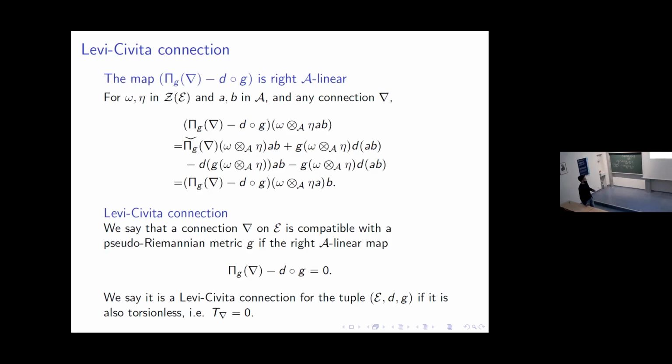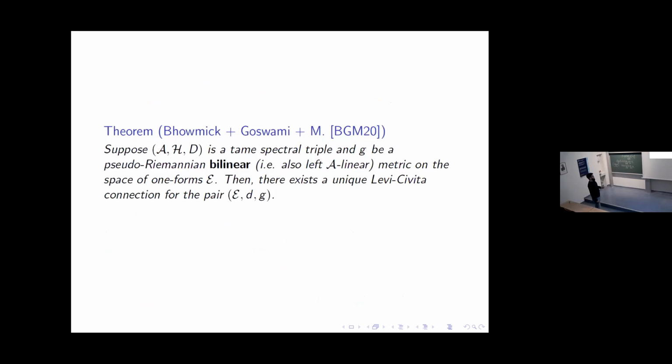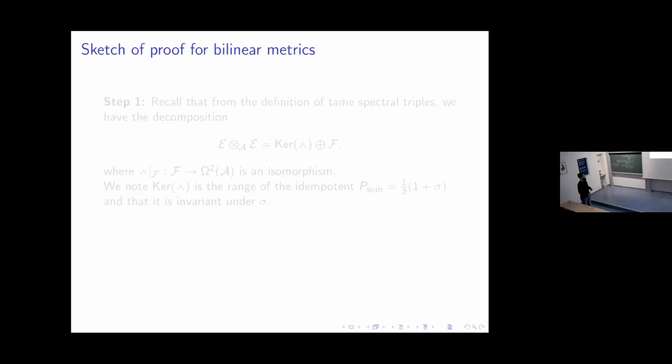So next we go to the statement of the first theorem. It says that if we have a tame spectral triple, or just a tame calculus of second order, and G is, very importantly, a bilinear pseudo-Riemannian metric, that is, it is also left A-linear, then there exists a unique Levi-Civita connection for the pair E, D, G. Now, of course, bilinearity is a rather strong imposition, and we will try to weaken this further. But first, we'll go through a sketch of the proof.